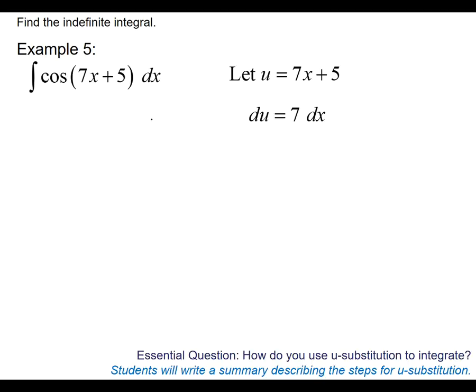I have the u piece. This is the u piece, right? I have the dx. What am I missing? Do I have that 7 hanging out anywhere as a coefficient? No, so I need to move that over to the other side. How do I move it to the other side? Divide. So we're really going to get 1/7 du equals dx.